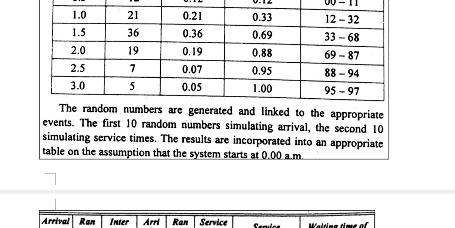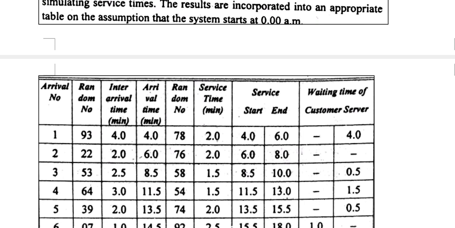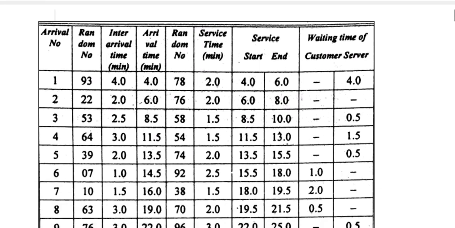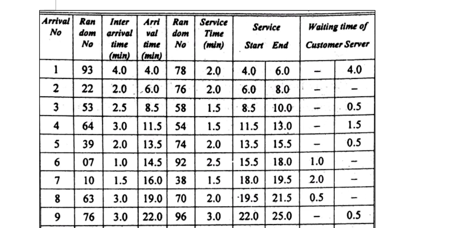The first 10 random numbers simulate arrivals, and the second 10 simulate service time. Using the arrival rate and service rate, the service start time and end time can be calculated. Each service takes 2 minutes, and the inter-arrival minutes are there. So the service ends at, if it is 4 minutes, then 6 minutes, because 2 minutes is the service time, and we have to calculate it. It is 8.5, and with each 1.5 we get a completed time of 10 minutes, and so on. We can calculate the start time and end time of the service.